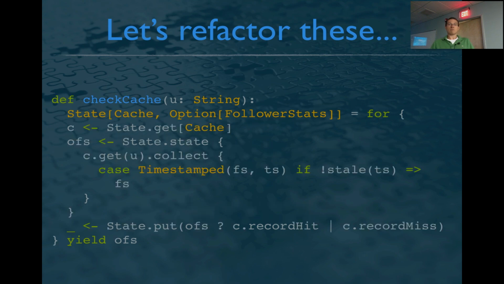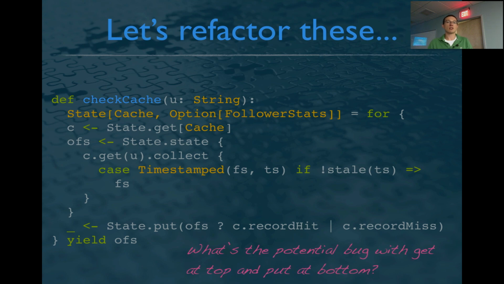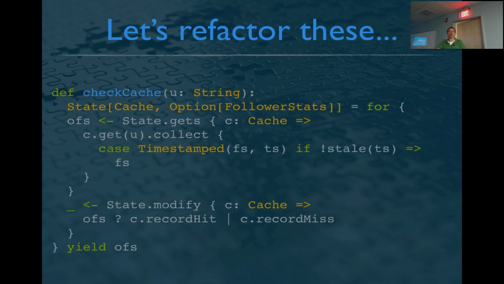Let's go back. Remember, what I'm trying to do is say, on put, compute the new state based off of OFS and based off of the state that was computed as part of OFS. So again, that's modify, right? So just start at the bottom. Don't look at the first generator yet. On the modify generator, what I'm saying is that given a function from cache to cache, I can modify the state. And here, whatever cache has been calculated up to the point that this generator runs, stick with that. But on that cache, record a hit or record a miss. Okay?